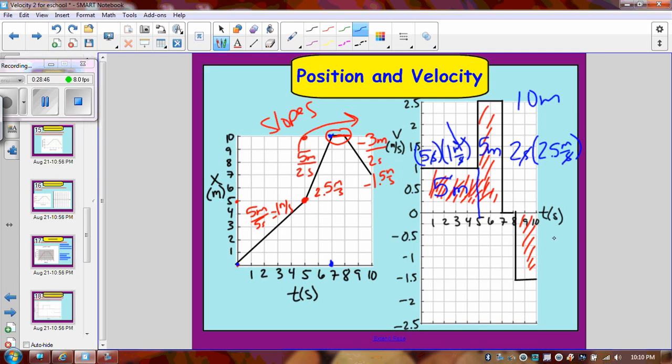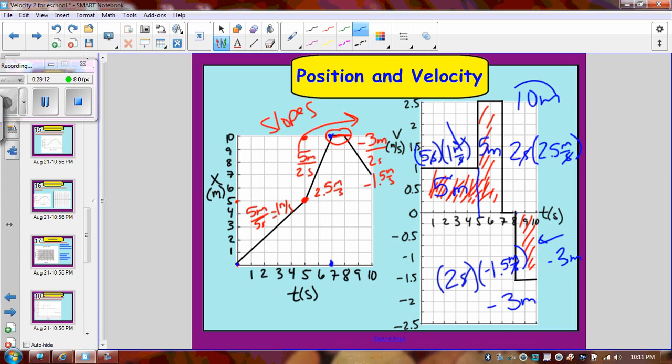Now, let's figure out what's the area for this rectangle. The base is 2 seconds because we're going from time 8 seconds to time 10 seconds. So change in t, or base, is 2 seconds. But the height is -1.5 meters per second. Seconds cancels out, and -1.5 times 2 is -3 meters. So the displacement here is -3 meters.